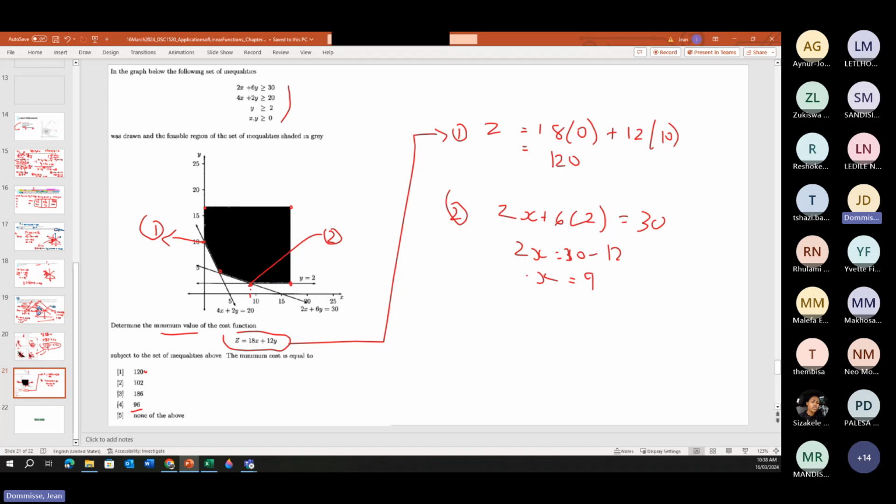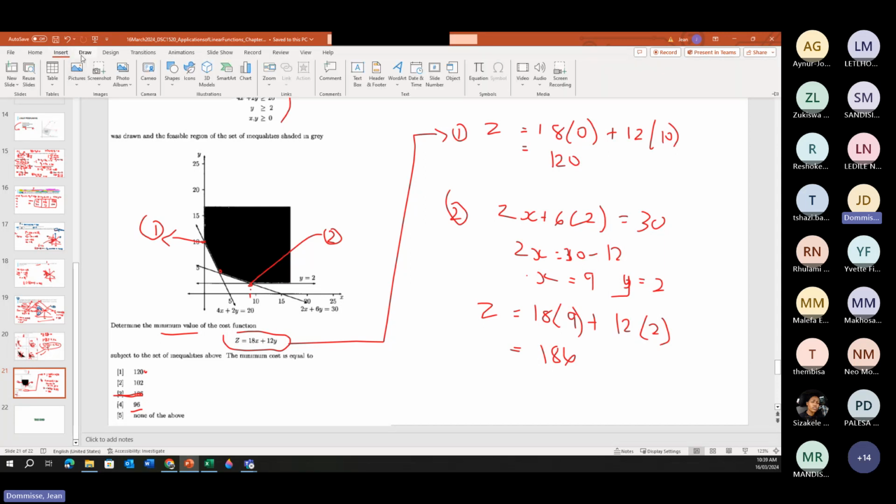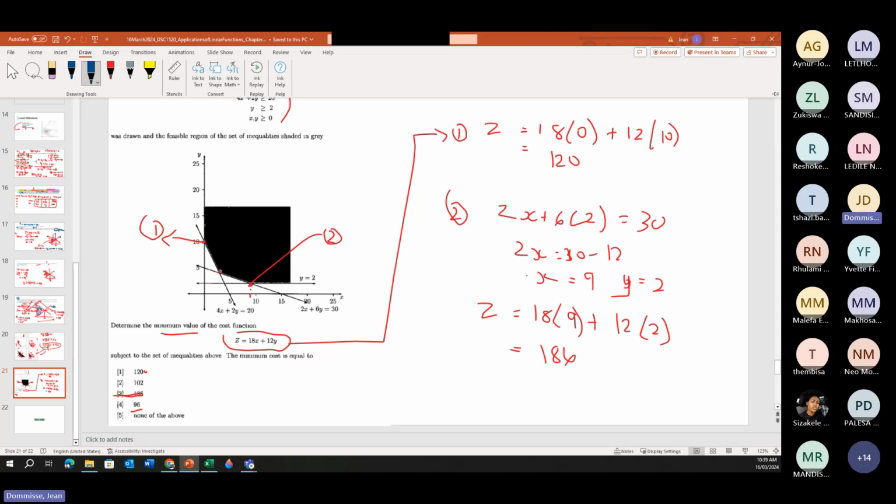So now we can put that x and y into this. If we do that, z will be equal to 18 times 9 plus 12 times 2. Okay, so that will be 18 times 9 plus 24, 186. So at least there is 186, but we know 120 is still smaller. We're not going to look at those other points. We're only looking at those three points of intersection. Then the last one is to find out what that point is.